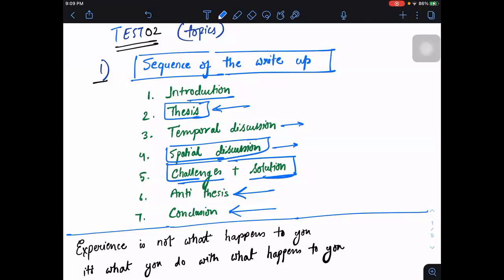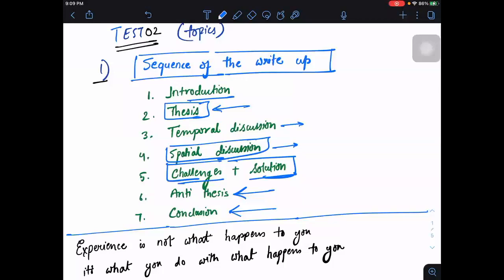The next one, the second last one, is the antithesis. In the antithesis, you will try to broaden your dimension, right? You'll try to put a question mark on the topic itself, because till now you are just supporting the statement of the essay topic that you have picked up. But in the antithesis section, you'll start questioning the topic.